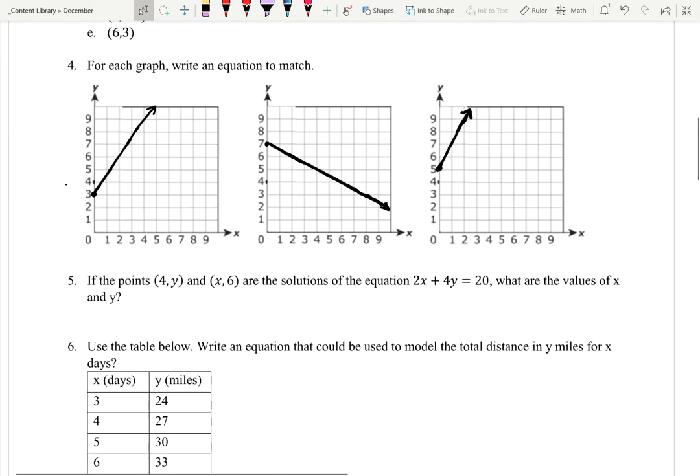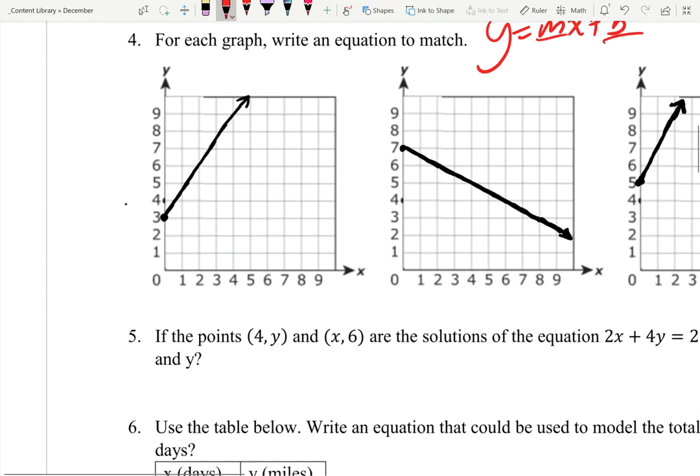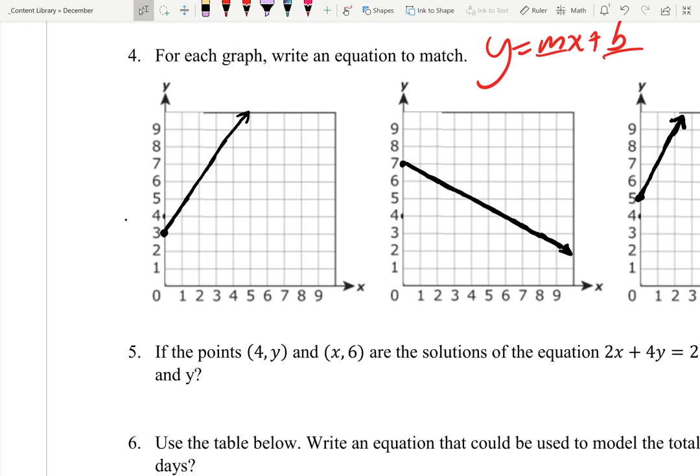For each graph, write an equation to match. So we're going to write our equation again in y equals mx plus b form, right? Slope-intercept form. So what I want to see from these graphs is what's the slope and what's the y-intercept. So looking at the first graph, we see the y-intercept is at 3. And our slope, we kind of have to read into it really closely. This slope looks like there's a point clearly here, a point clearly here. You kind of have to look for those matches.